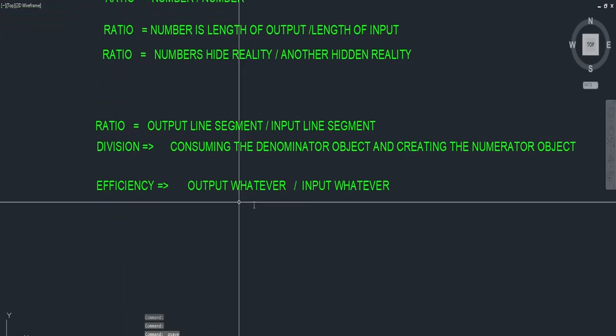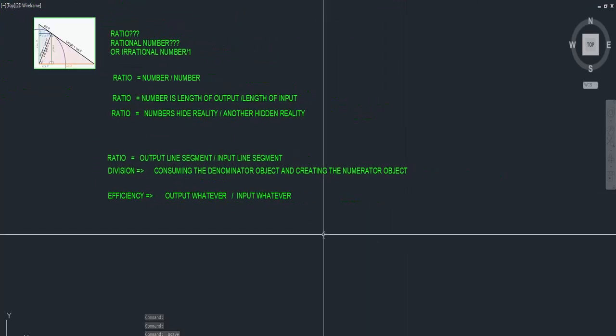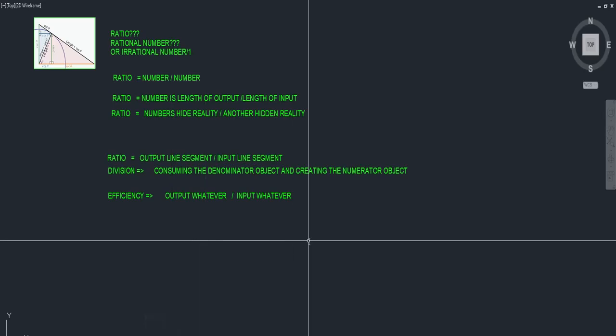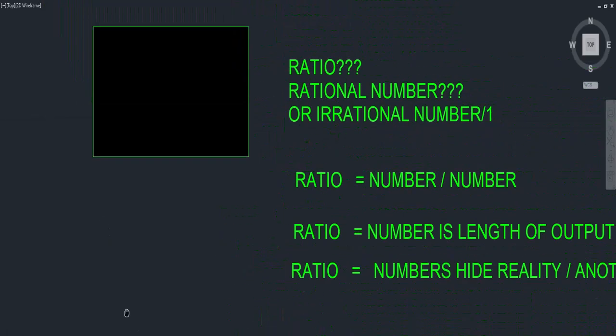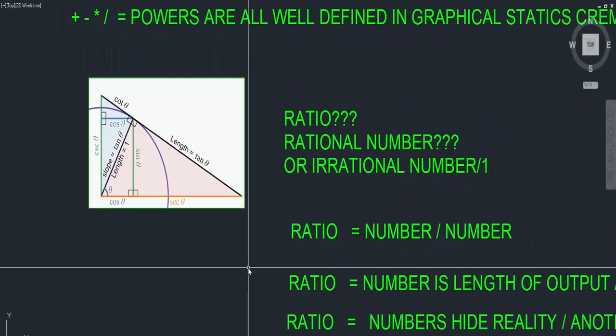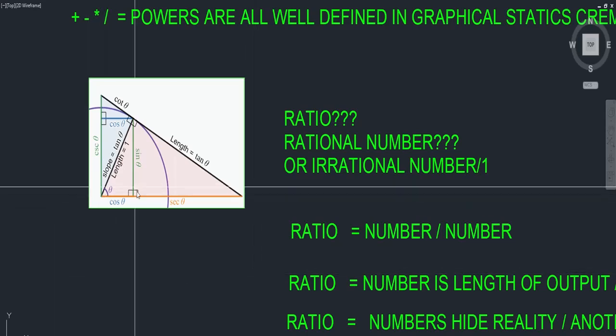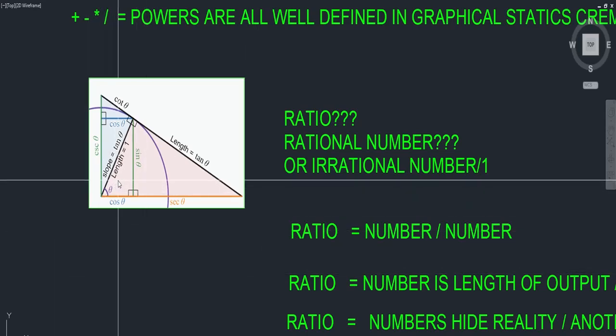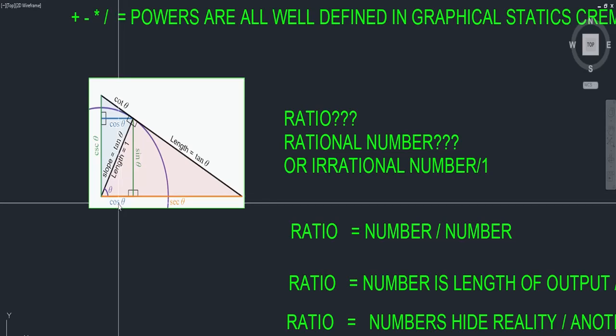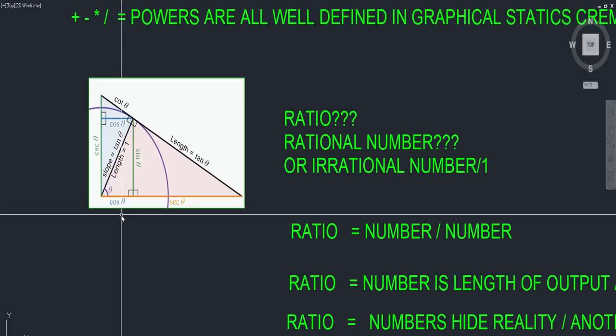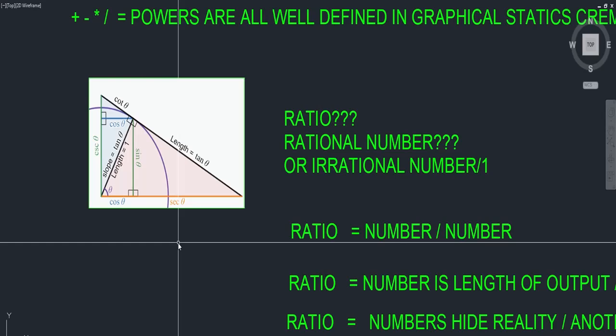In the same way, the division is actually consuming the denominator and generating the numerator. Here we should understand that when a line segment is given, we can consume it as the hypotenuse and generate the base, and that is considered as cos theta. We can think of cos theta as an operator, or as an animal which eats the line segment as hypotenuse and returns the base line segment.